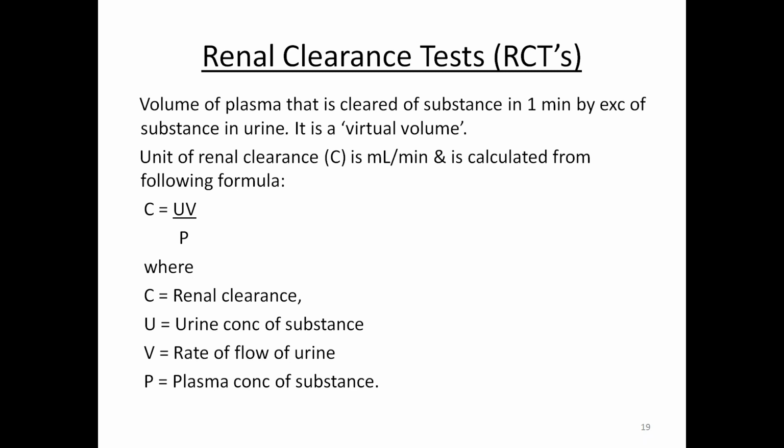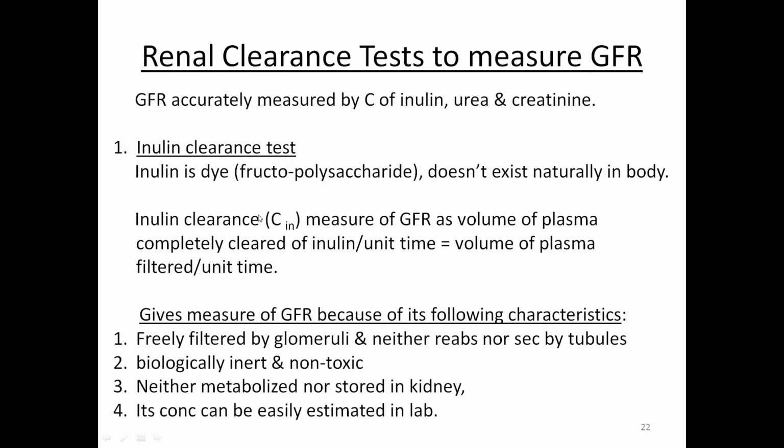So I'm going to say that again. Get the concept clear in your head: if I say that X substance has a renal clearance of 90 ml per minute, that means that 90 ml of plasma has been cleared of the substance X in 1 minute. So that substance has been completely excreted from the 90 ml plasma in a span of 1 minute. The unit of renal clearance is ml per minute, and this is the important formula that you need to have on your fingertips.